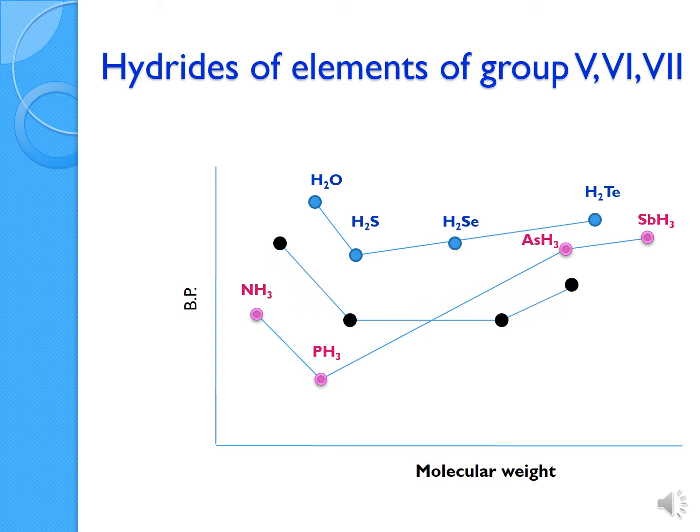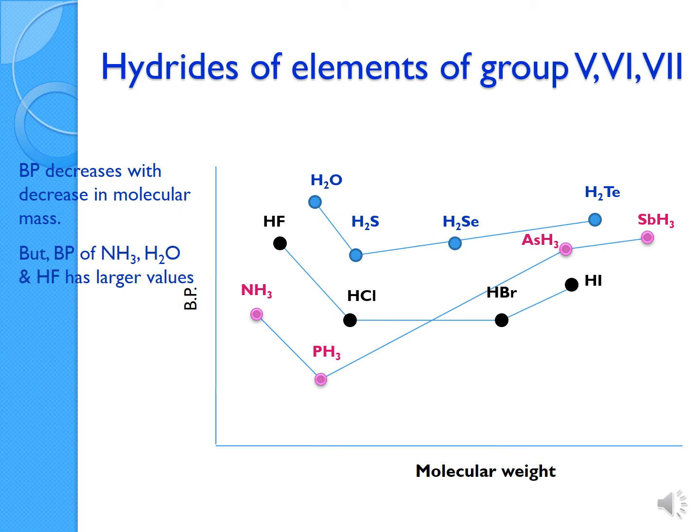Similarly, the same trend is shown by the group 7 elements, that is HF, HCl, HBr and HI. The boiling point decreases up to HCl, but there is a sudden increase in the case of HF. So in short, in all these examples, that is hydrides of elements of group 5, 6 and 7, the boiling point decreases with decrease in molecular mass. But the boiling point of ammonia, water and HF has larger values. What is the reason?